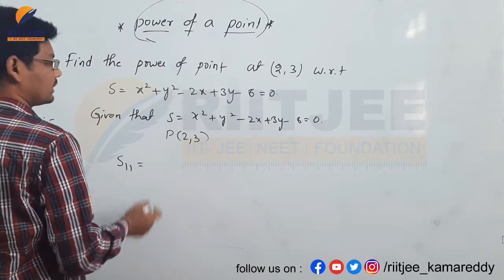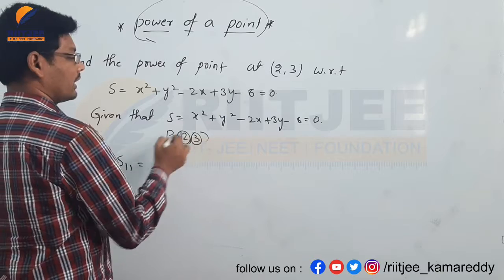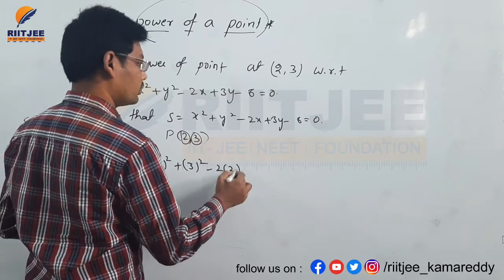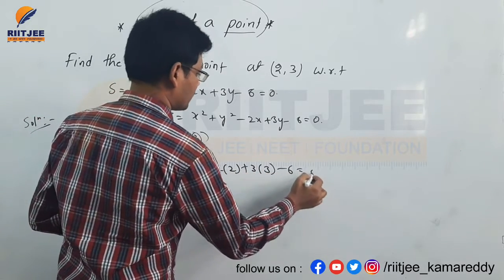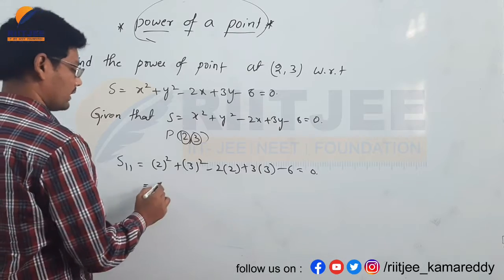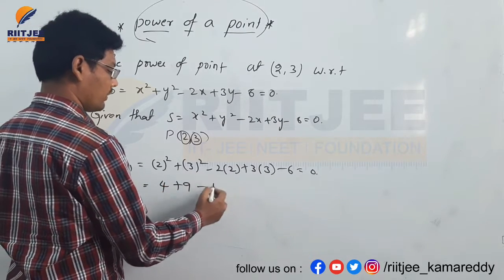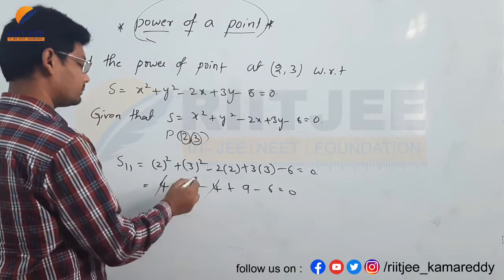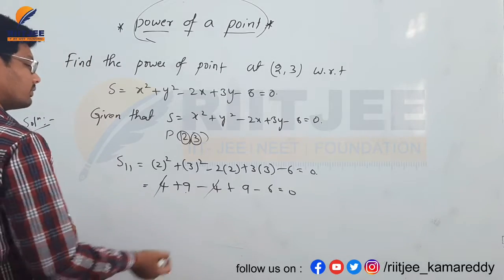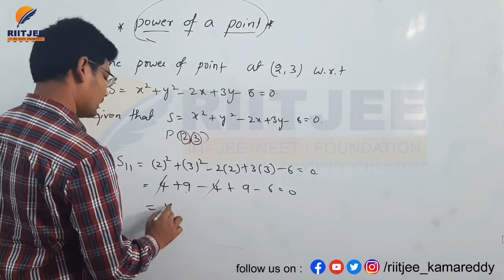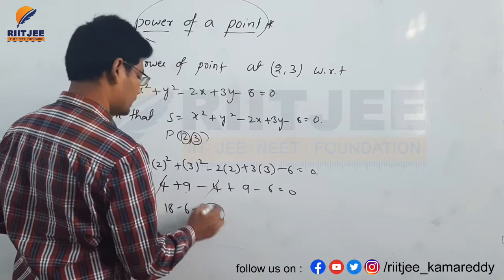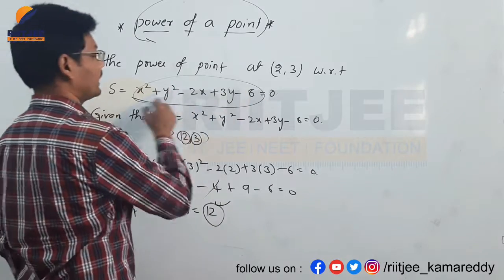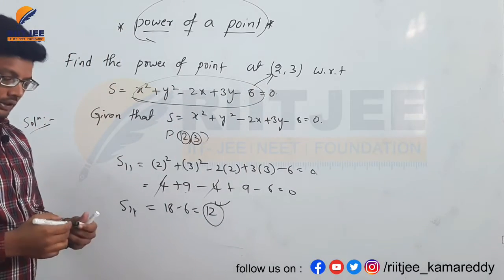Let's find S11. Substitute the values of x and y in the equation: 2² + 3² − 2(2) + 3(3) − 6 = 0. 2² is 4, 3² is 9, so 4 + 9 − 4 + 9 − 6. Here +4 and −4 get cancelled. 9 + 9 is 18, 18 − 6 is 12. So S11 = 12. This is the power of the point P(2, 3) with respect to this circle.